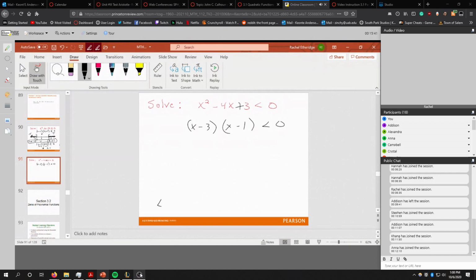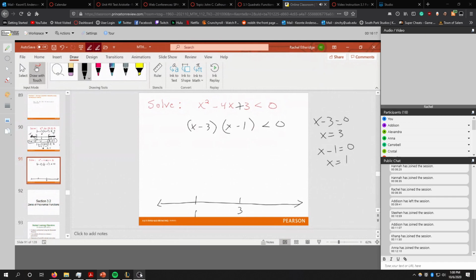So I'm going to come down here lower this time so I can have room to do my test points. So x minus 3 equals 0. Add 3 to both sides, you get x equals 3. And x minus 1 equals 0. Add 1 to both sides and you get x equals 1. That tells us where our points are going to be on our number line: 1 and 3. And we want to know if the answers are on the outside of 1 and 3 or in between 1 and 3.